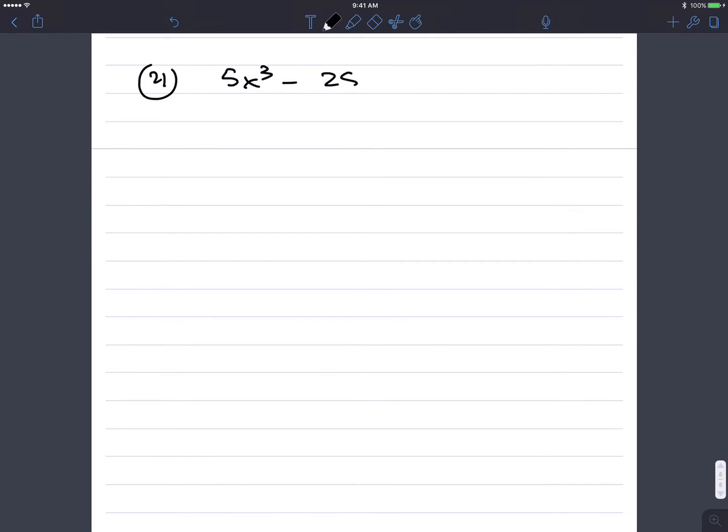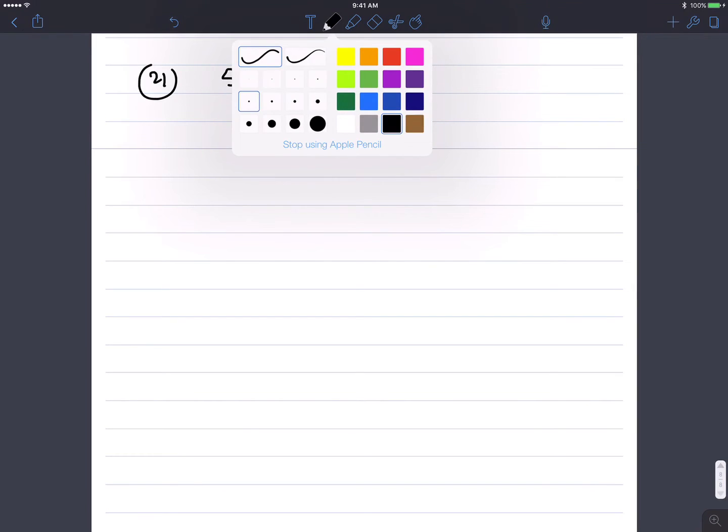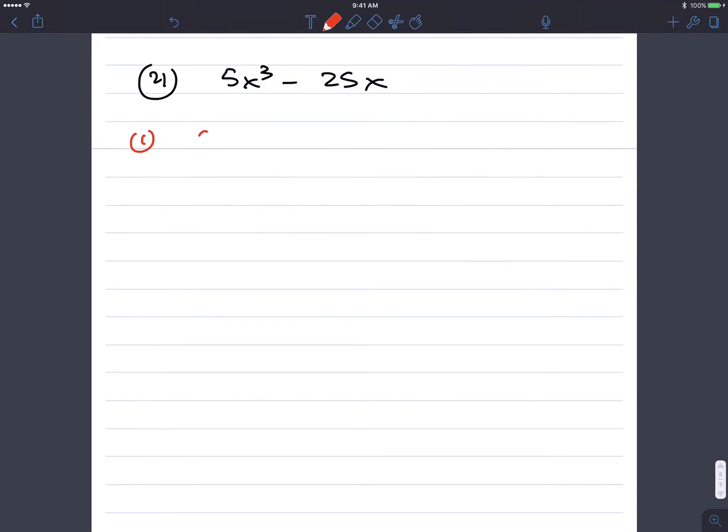Okay, let's see what 21 here is. We have 5x cubed minus 25x. So let's go through our process. Let's get the greatest common factor. GCF of the numbers, 5 and 25. What's this? 5. Good. X cubed and x.